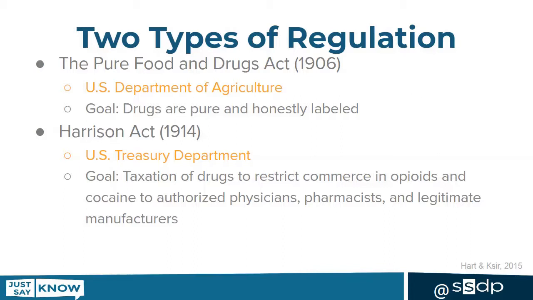And then the Harrison Act was actually where the Treasury Department became responsible for enforcing prohibition. So the goal here was the taxation of drugs to restrict commerce in opioids and cocaine to physicians, pharmacists, and legitimate manufacturers only. These laws were, of course, further shaped by the court. They obviously became different from their initial intentions over the years, but this is what they were initially intended to do.